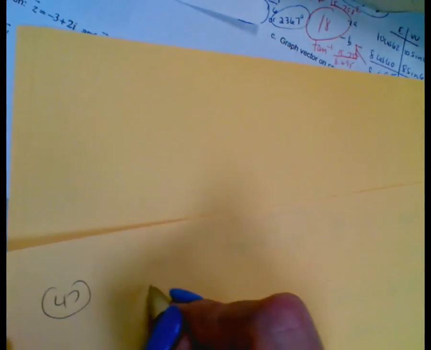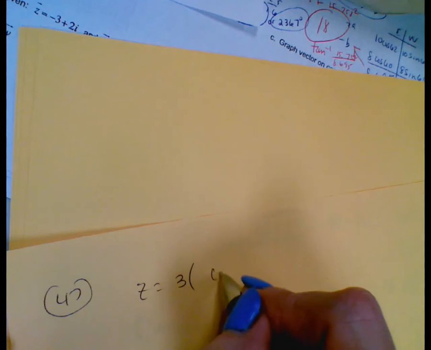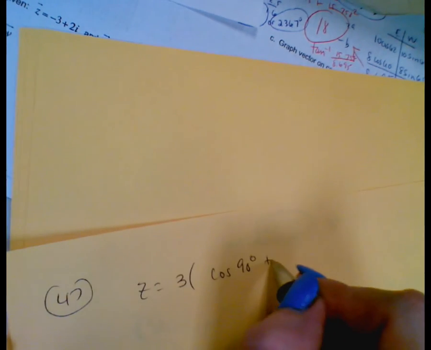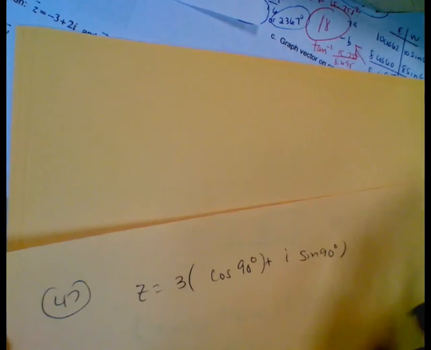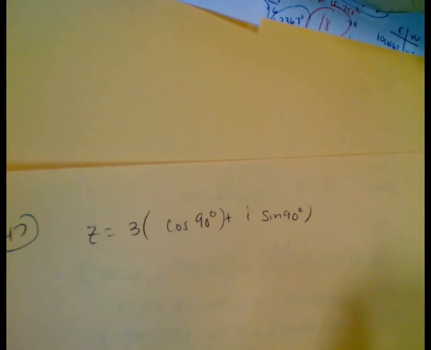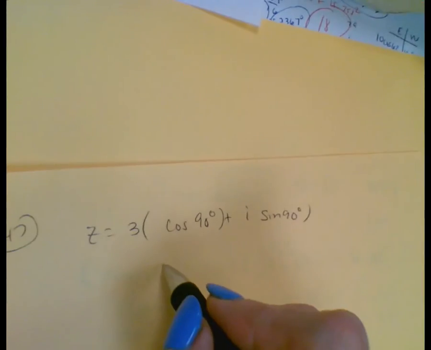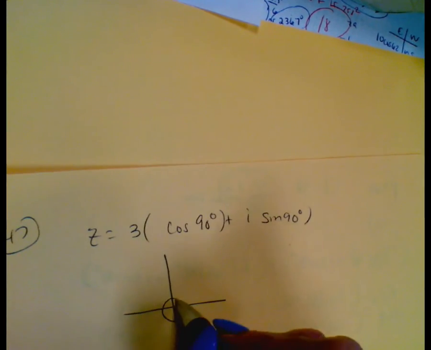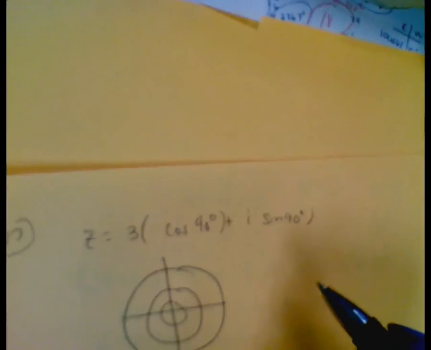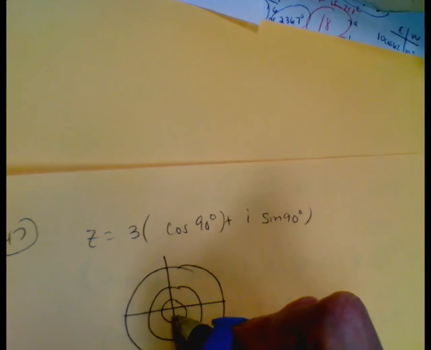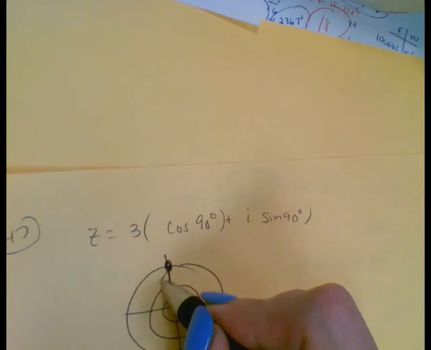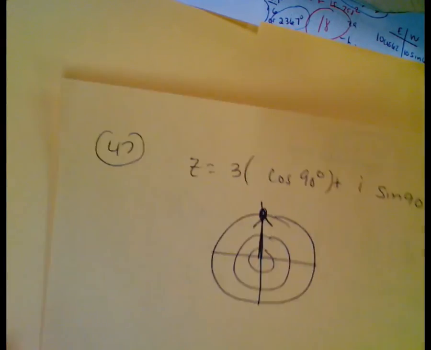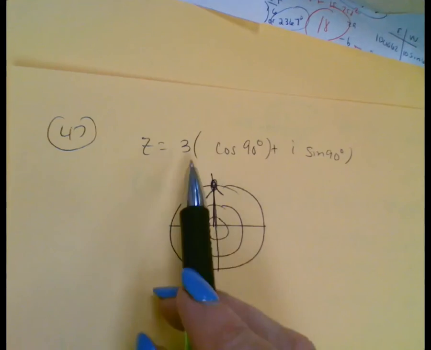47. z equals 3 cosine of 90 plus i sine of 90. It says draw a vector to represent each complex number on the complex plane. So we want to go 3 rings. 3 rings. 90 degrees is straight up. So we're going to go 3 rings up. We're going to put a point right there. And you're going to draw a vector. And that is the vector that represents that polar form number.